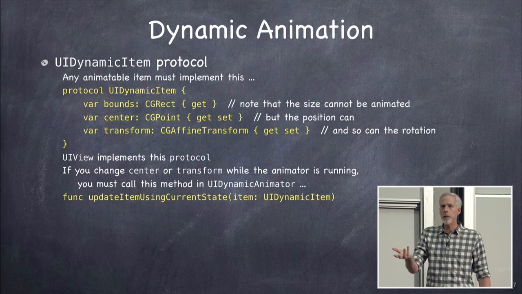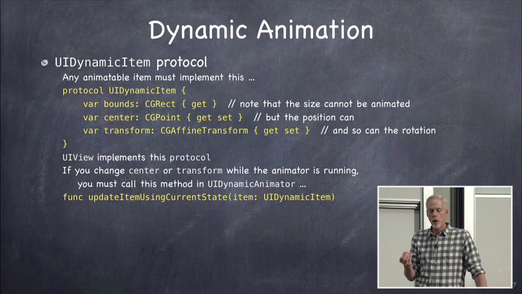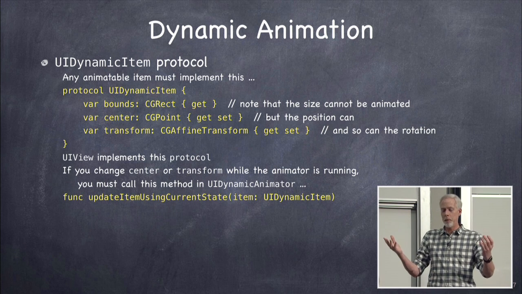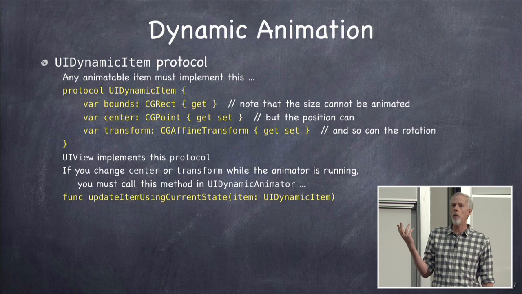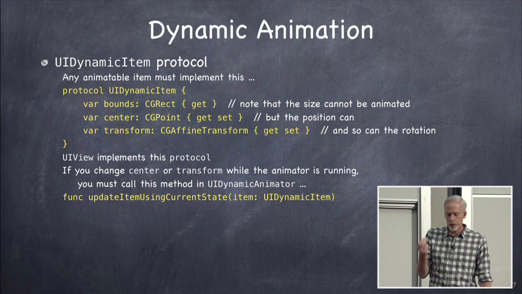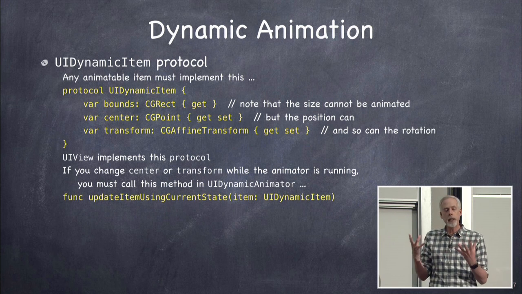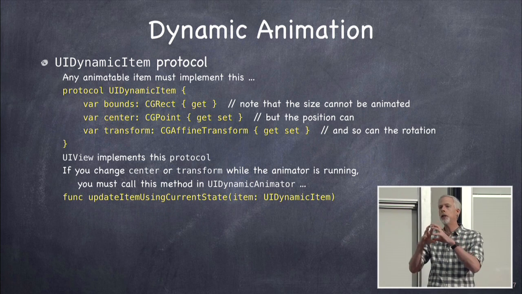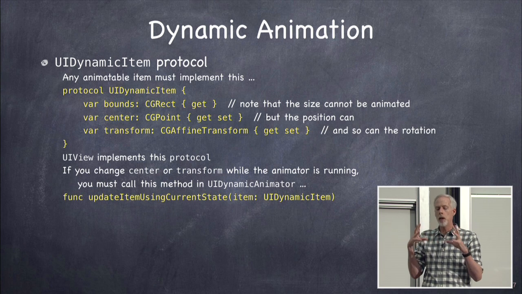Now, these items that you add to behaviors implement this protocol called UI dynamic item, which UIView already was implementing, okay, before they even invented this, because all that's in the UI dynamic item protocol is bounds, which you just get because your bounds are affected by your transform. And so you get your bounds so you know where to draw. And then the center and the transform are things that can be set. So the animator really can only change where the view is and its rotation and scale. Okay, that's all that the animator does.